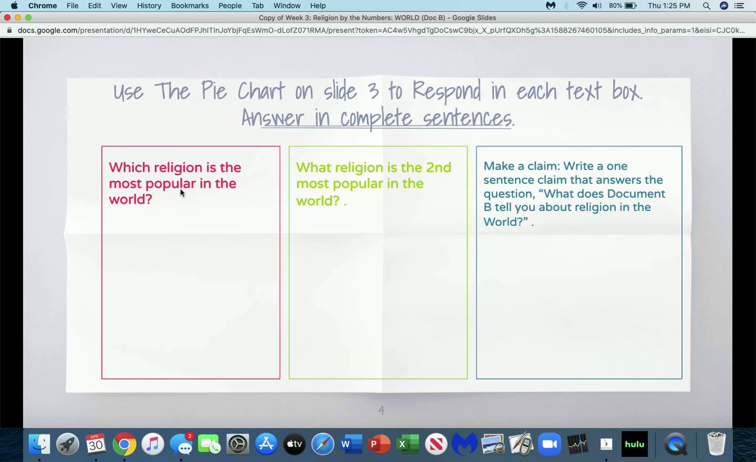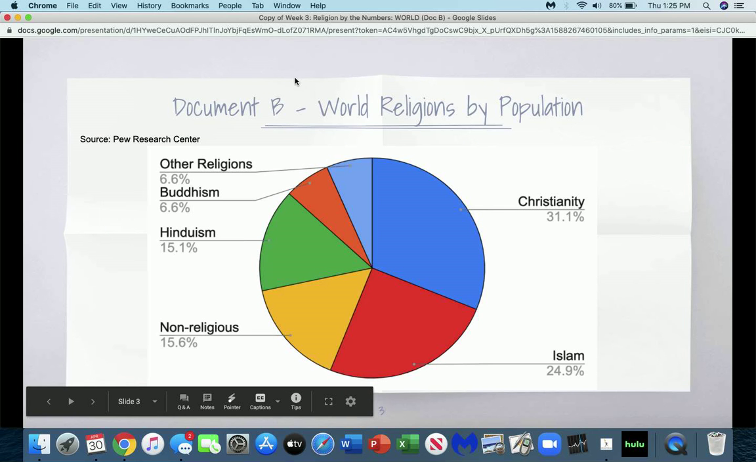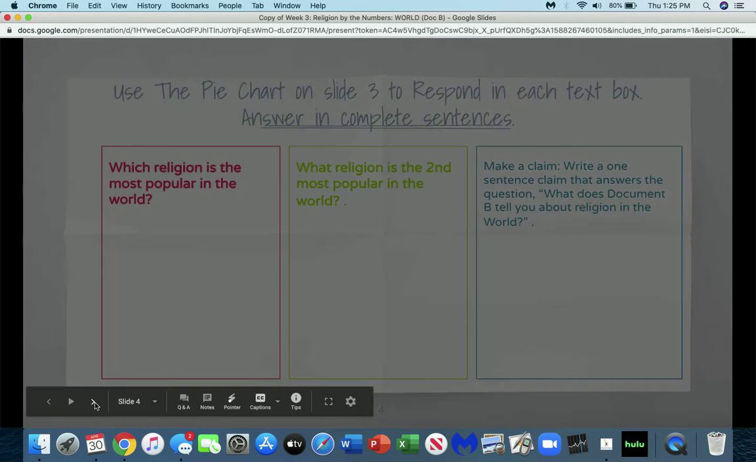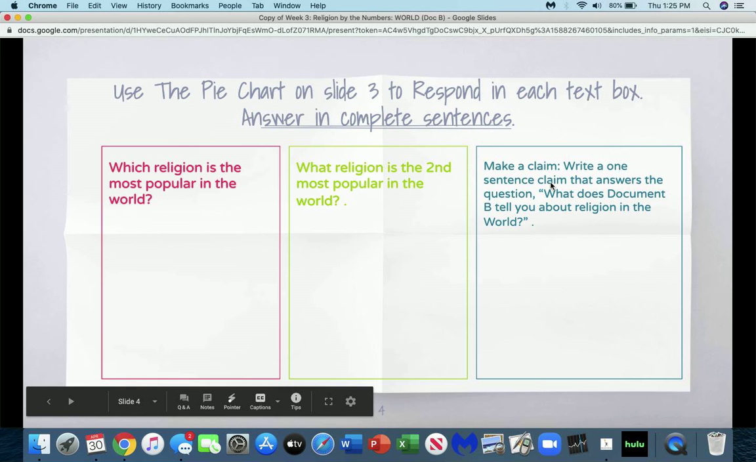Which religion is the most popular in the world? You can get that answer by finding the world religion that has the highest percentage. Second question, what religion is the second most popular in the world? Again, you can find that answer by going back to the pie chart, seeing which religion has the second highest percentage of followers. Now you have to make a claim.